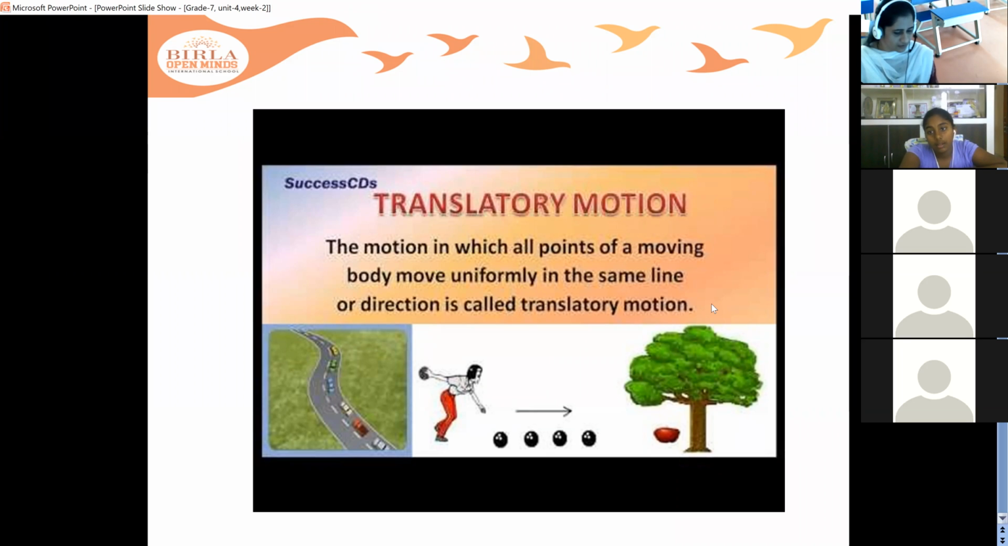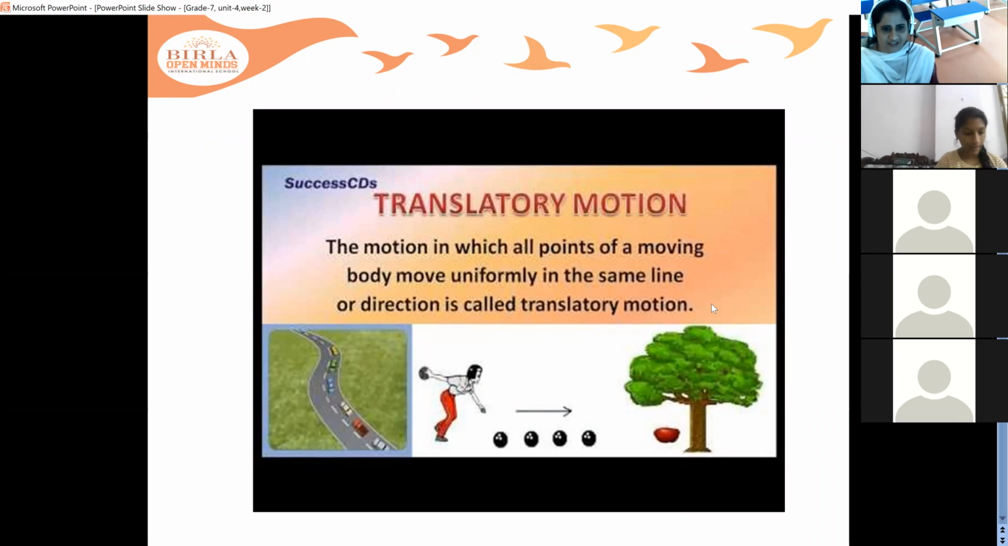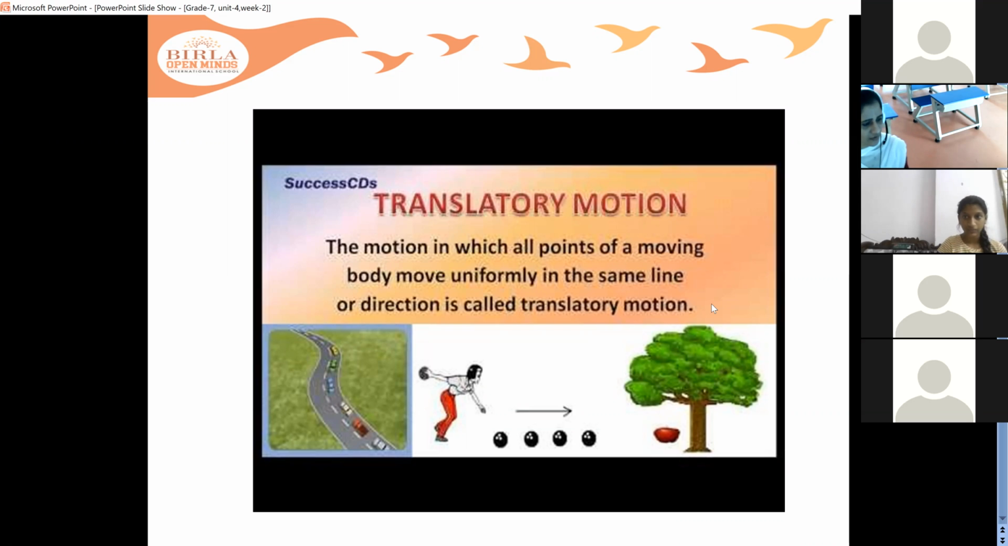Yeah, who'll read out the next one? Translatory motion. Ma'am, can I read, ma'am? Yeah, I'll give you the chance. Yeah, Krishna, read. Okay, Krishna, please, ma'am, to read out.